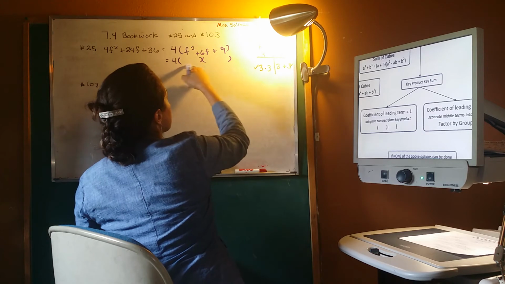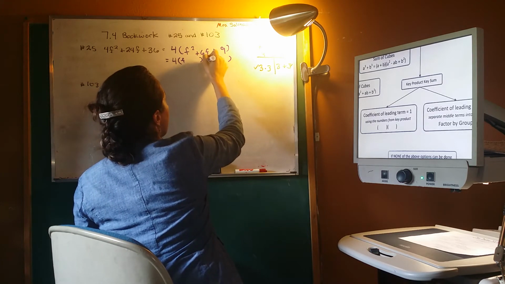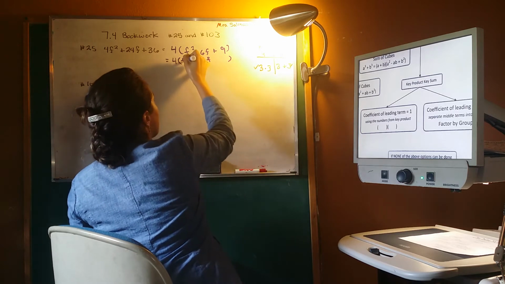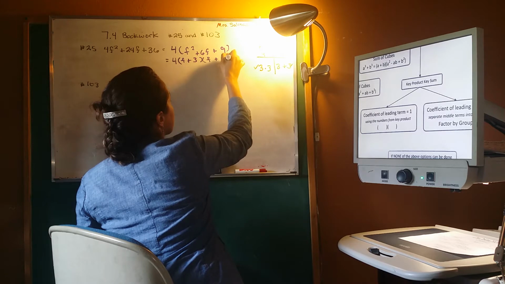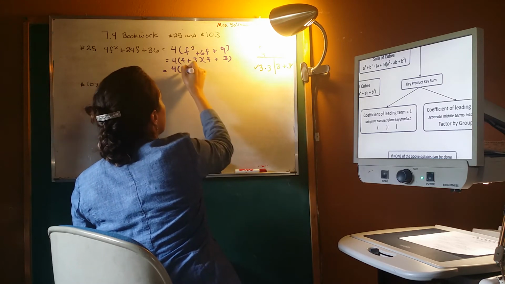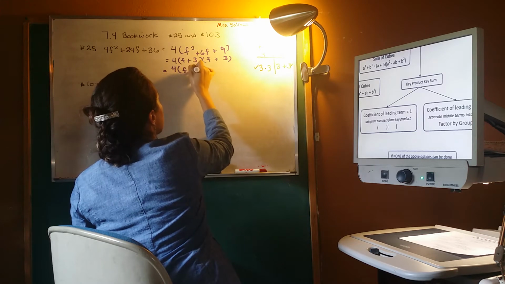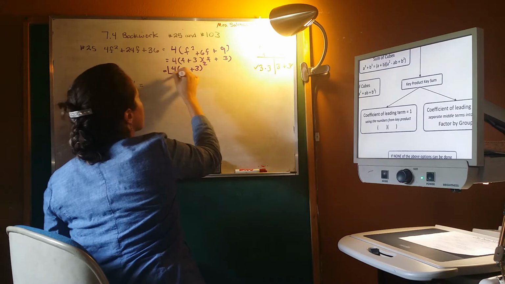First terms, of course, multiply to get the first term in our trinomial, and that's going to be f, and the two numbers that follow are going to be a positive 3 and a positive 3. And we can write this more concisely as 4 times the quantity f plus 3 squared. And that's how you want to write your final answer.